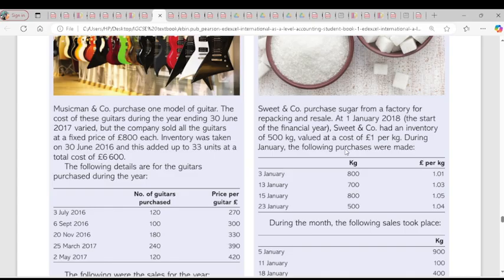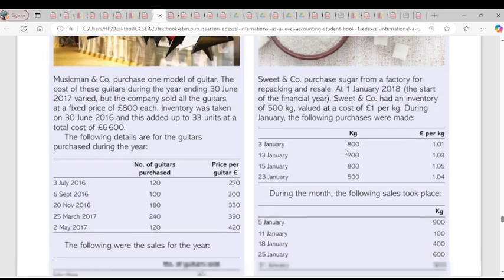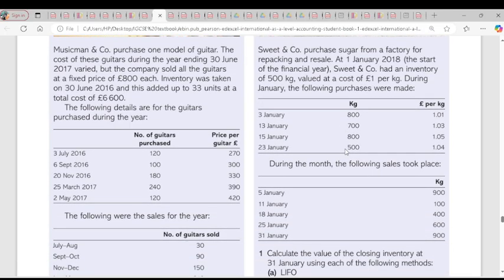Music Man and Co. purchased one model of guitar. The cost of these guitars during the year ending 30 June 2017 varied, but the company sold all the guitars at a fixed price of 800 each. Inventory was taken on 30 June 2016 and this added up to 33 units at a total cost of 6,600. The following details are for the guitars purchased during the year.